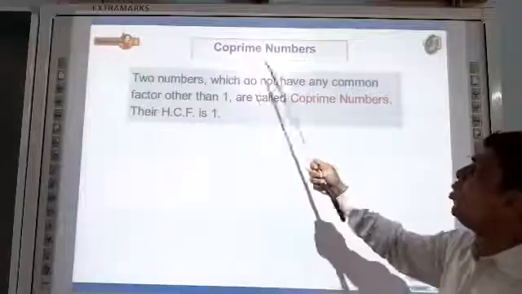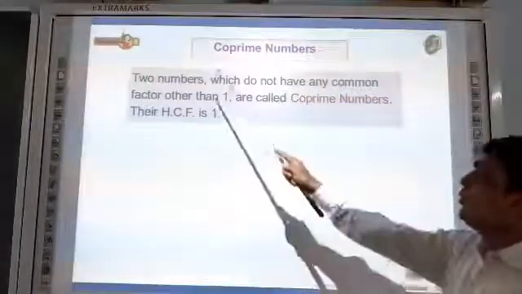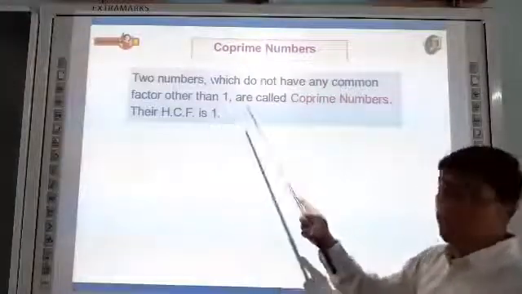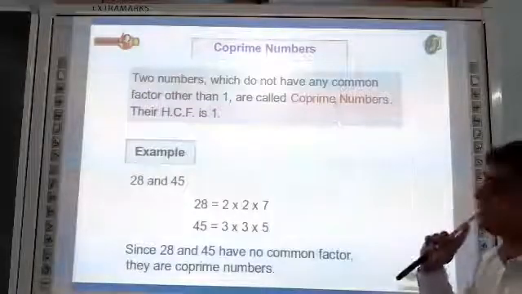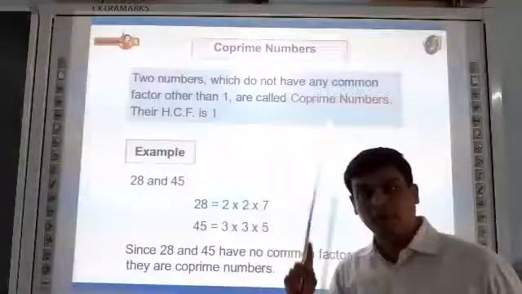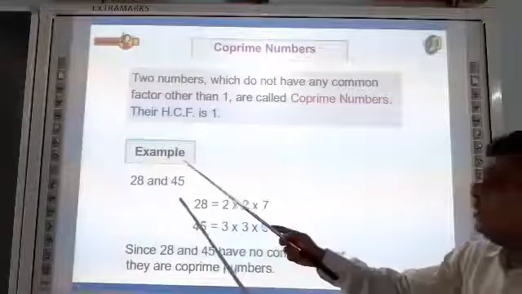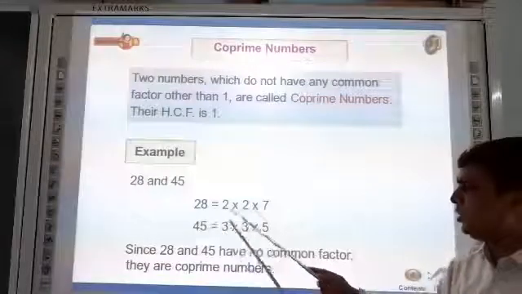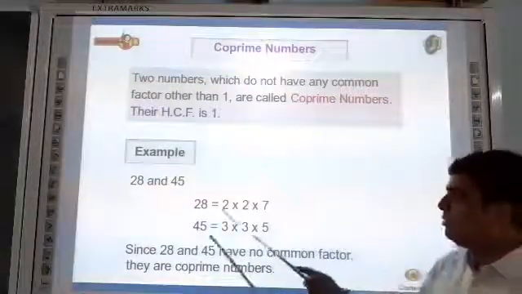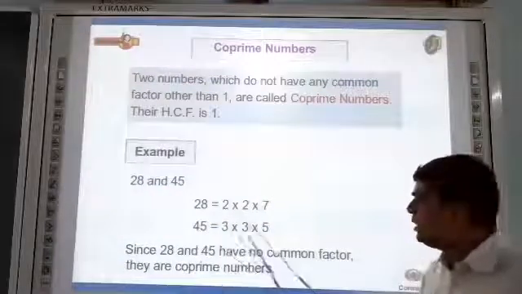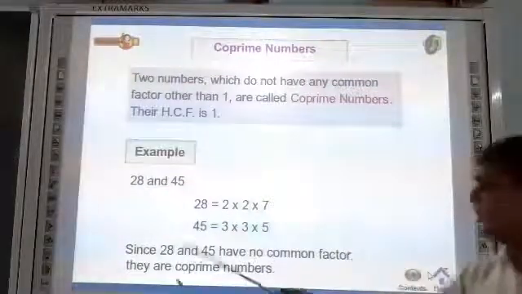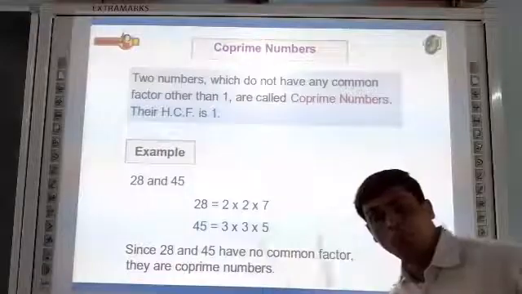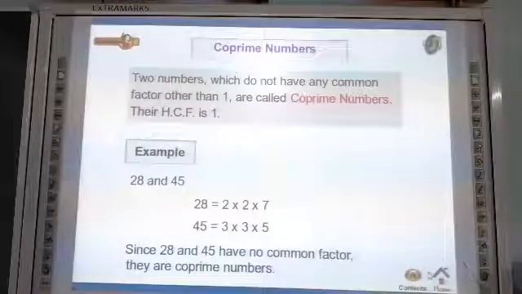Next topic, co-prime numbers. Two numbers which do not have any common factor other than 1 are called co-prime numbers. Their HCF is 1. Okay students. Now example, 28 and 45. Factors of 28 is equal to 2 multiply 2 multiply 7. Factors of 45 is equal to 3 multiply 3 multiply 5. Since 28 and 45 have no common factor, they are co-prime numbers. Okay.